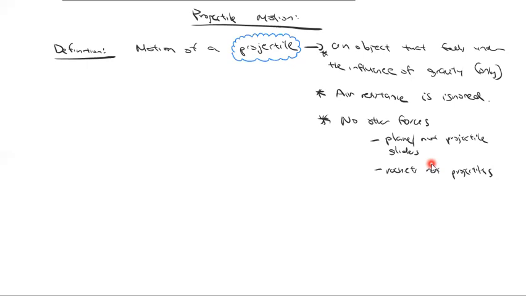So basically, what is a projectile? A projectile is something that once you throw it or launch it, then it just falls under gravity and only gravity. So the important point is it falls under gravity and only gravity. Okay.